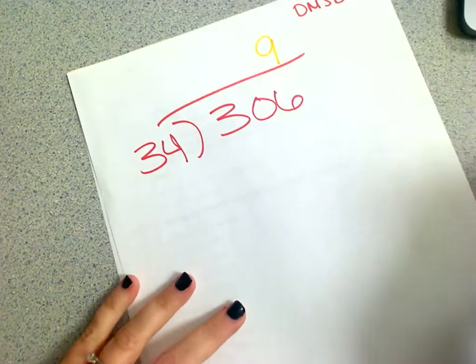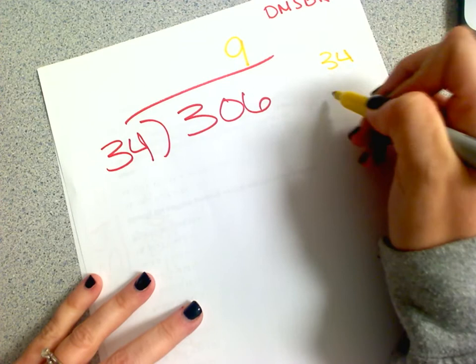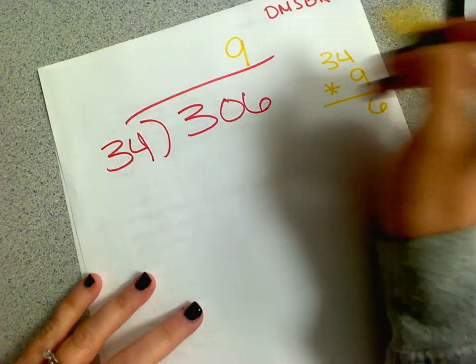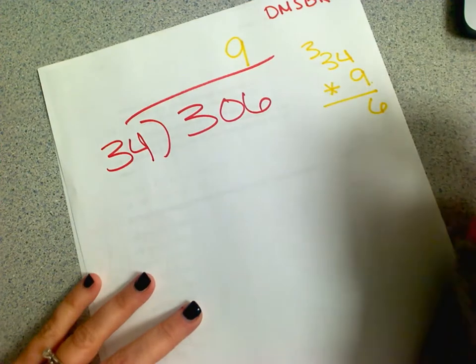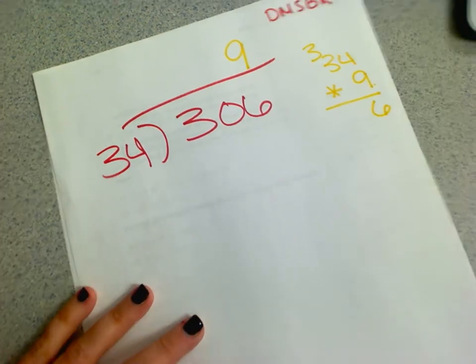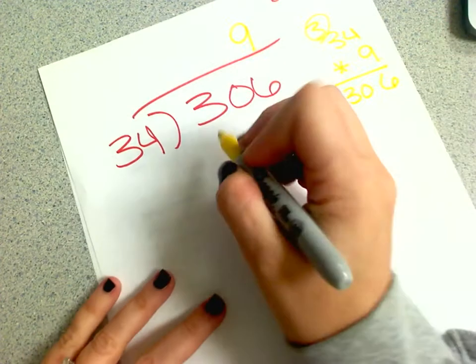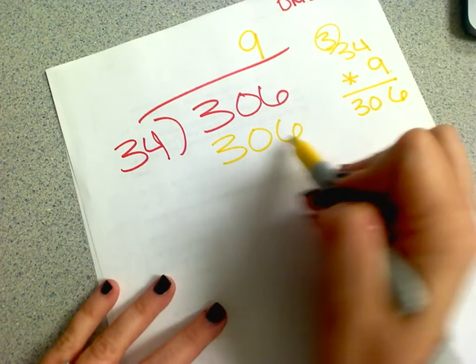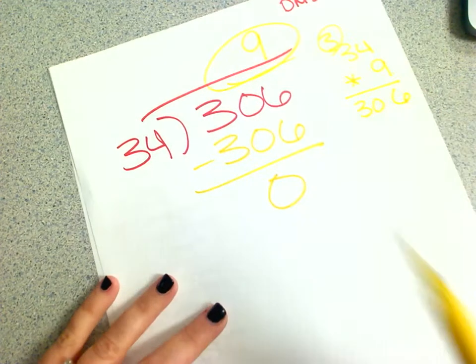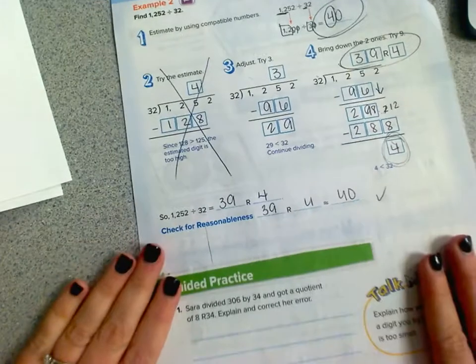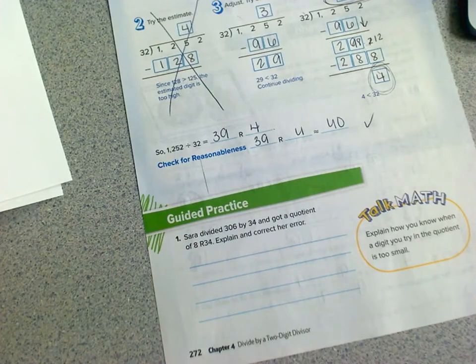Let's do it. 34 times 9. 4 times 9 is 36. Put the 6 down, carry the 3. 3 times 9 is 27. Plus 3 is 30. Look at that. It works out perfectly. That's the exact answer, 9. Okay. So let's talk about Sarah and her mistake.